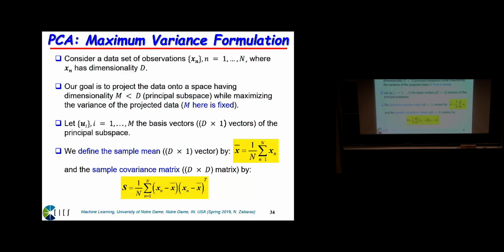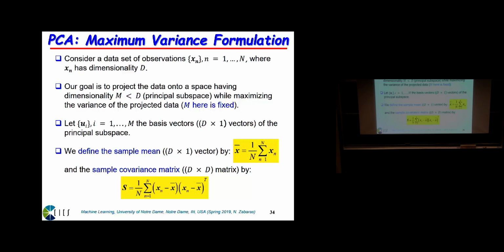All right, problem definition. Let's say that I give you data x_n, from n equal 1 to capital N. The data have dimensionality d. We want to project the data in a space that has dimensionality less than d. Effectively, what that means is that instead of needing d parameters to define each of these data, I need to be able to define each of these x's with m parameters. That's what that means, right? And we assume here that m is fixed. So we don't have to worry about model selection.